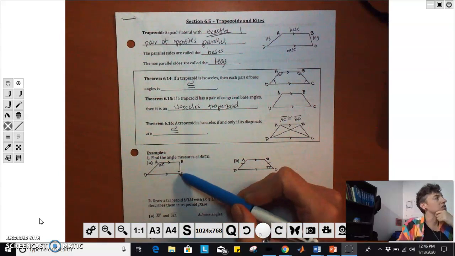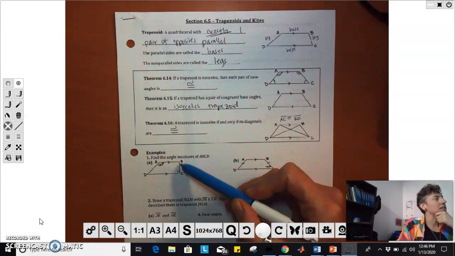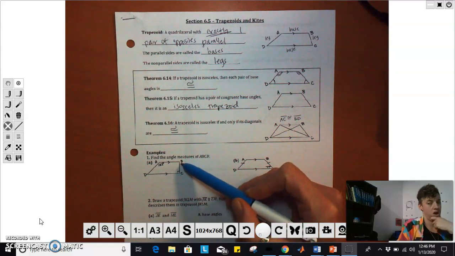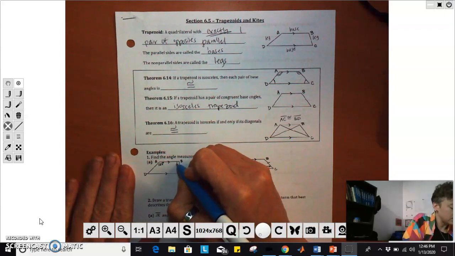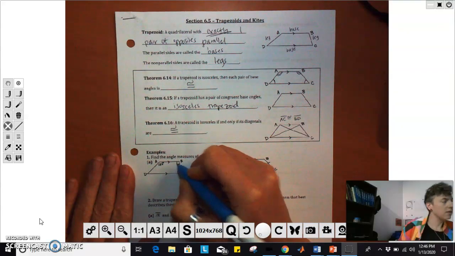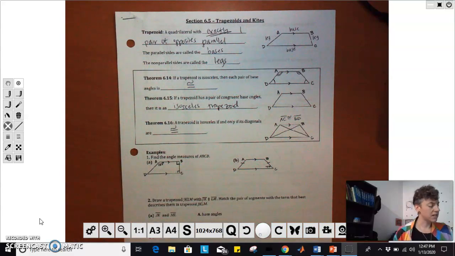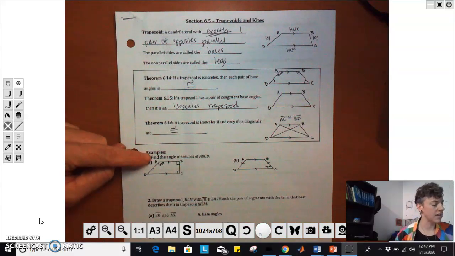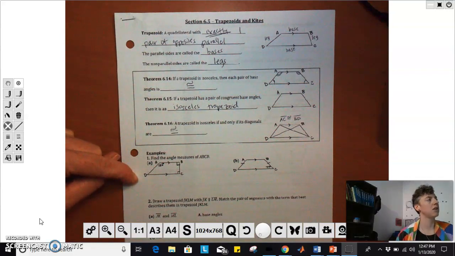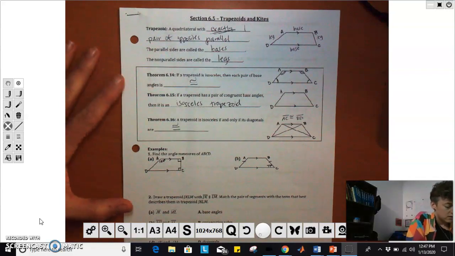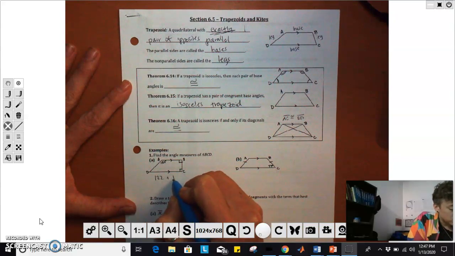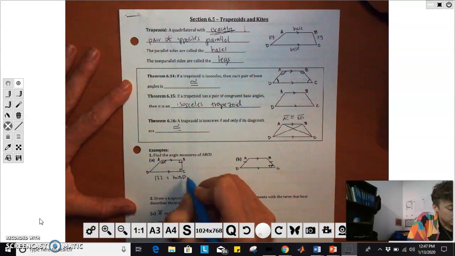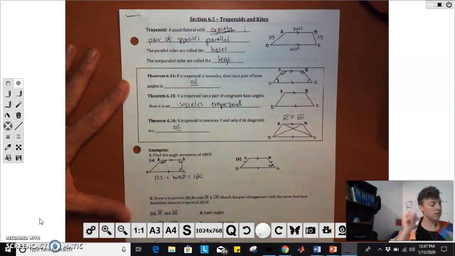If C is a right angle and B and C are supplementary, what do we know about B? It's also a right angle. 90 plus 90, that's the only way to make 180. So the same concept is true with A and D. They're same side interior. They add to 180. 132 plus the measure of angle D equals 180 degrees.